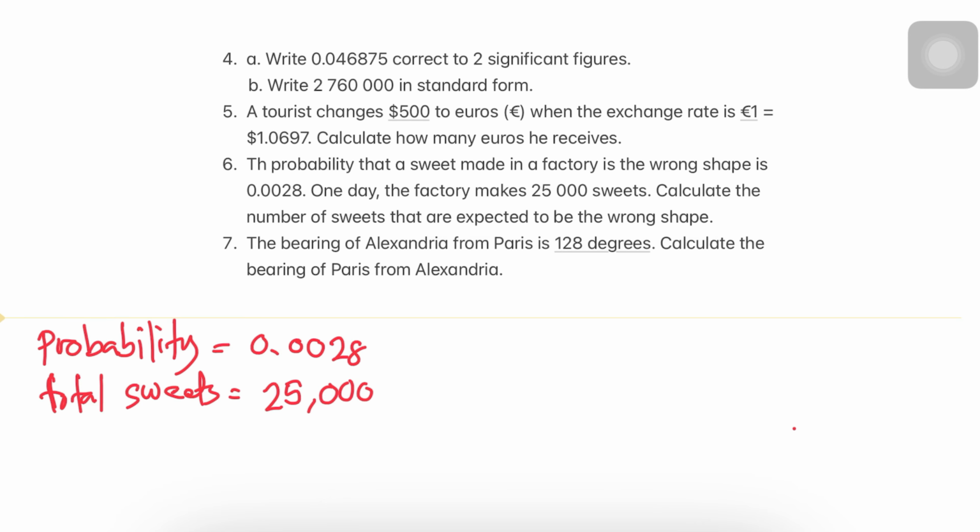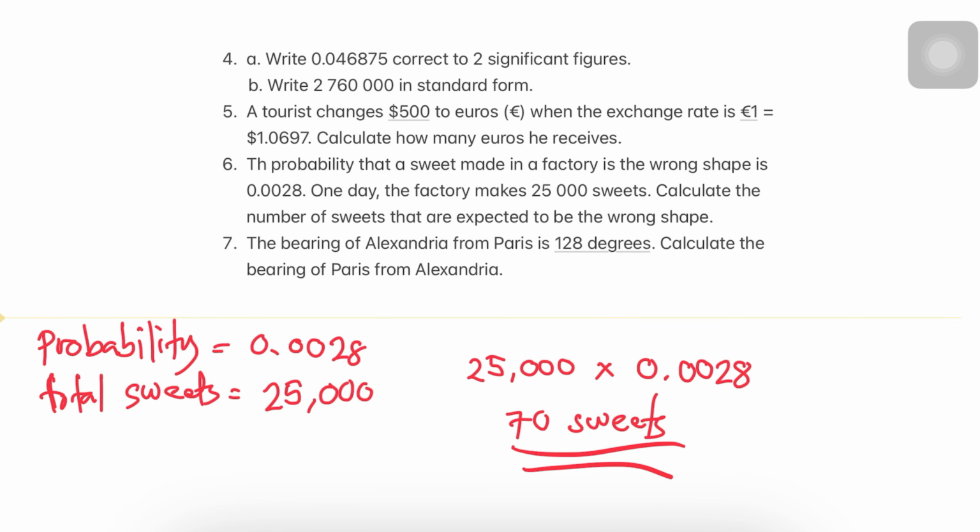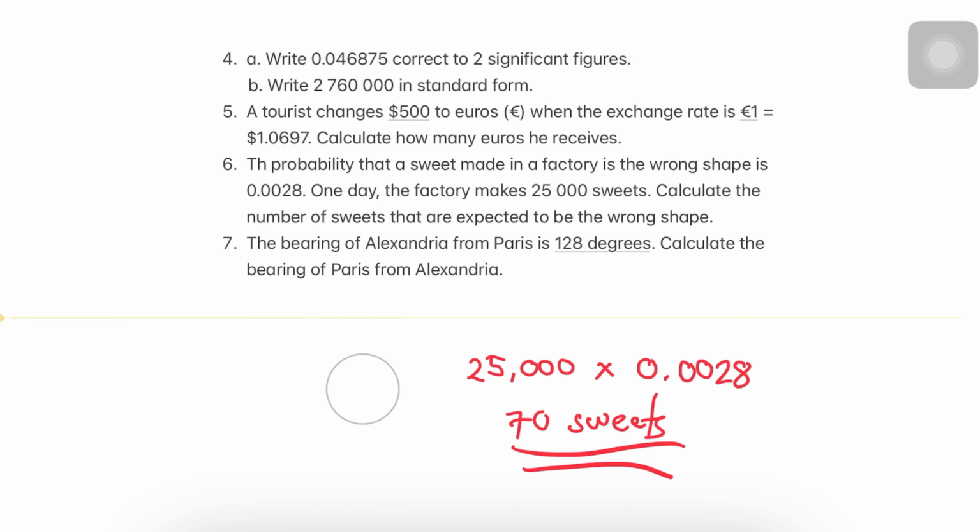To calculate that, you have to multiply 25,000 times the probability, 0.0028. And the answer is 70. So the number of sweets that are expected to be the wrong shape is 70 sweets. Okay? Now, number 7.